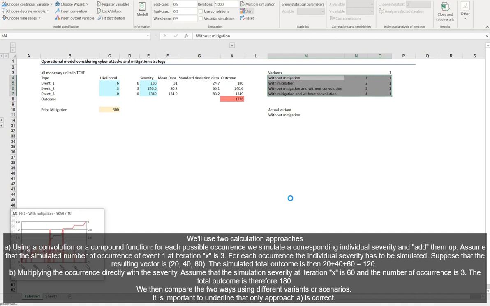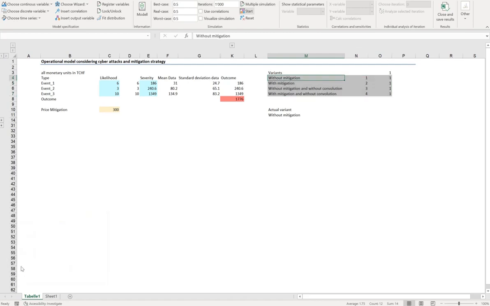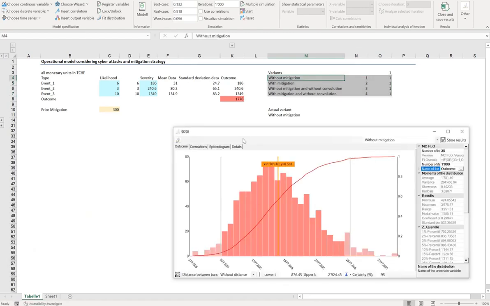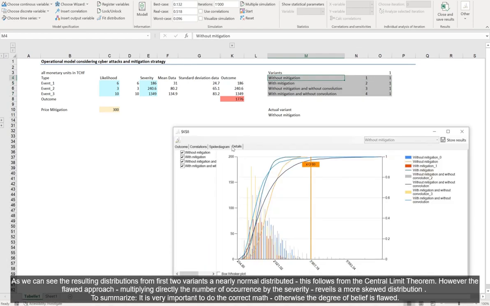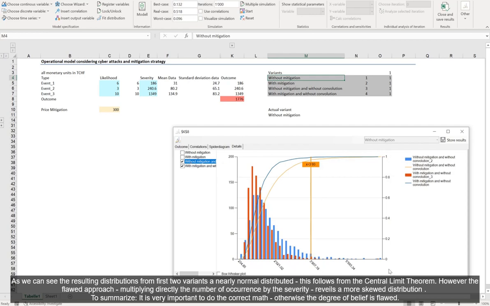As we can see here, the first two are very near corresponding to the outcome, and in the last two calculations we can see a very dispersed outcome regarding the different likelihoods and severity that have been multiplied together.